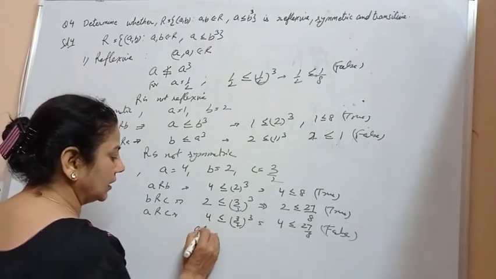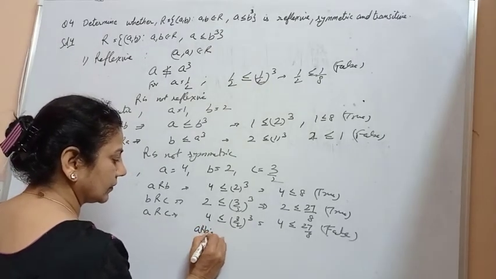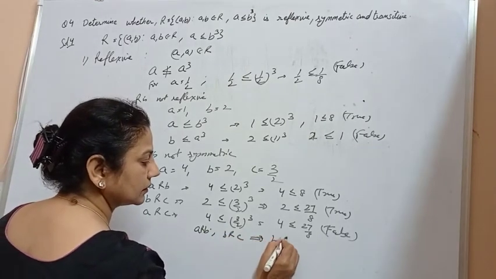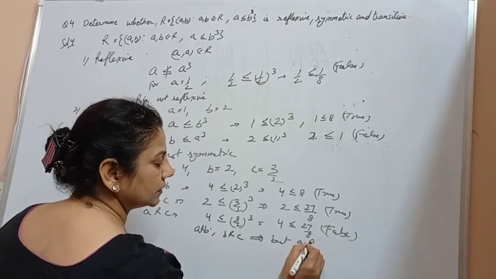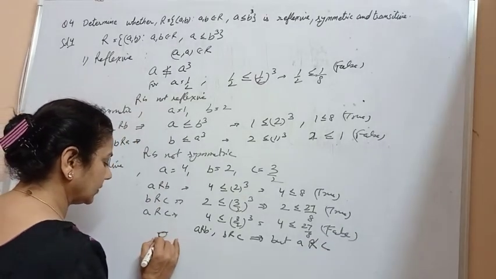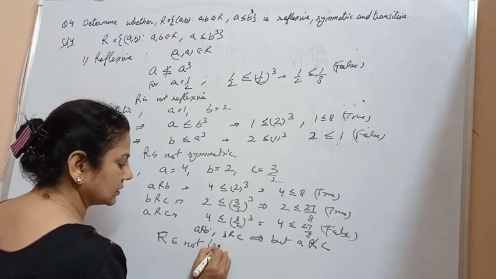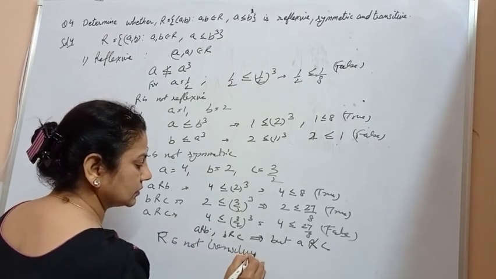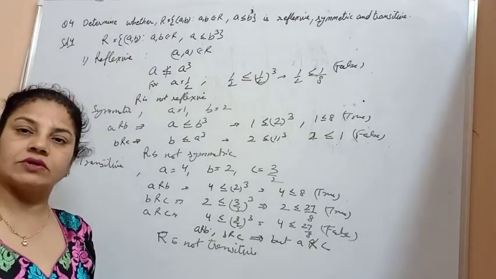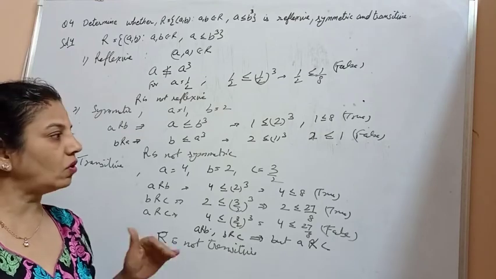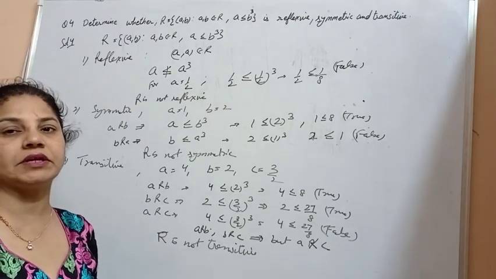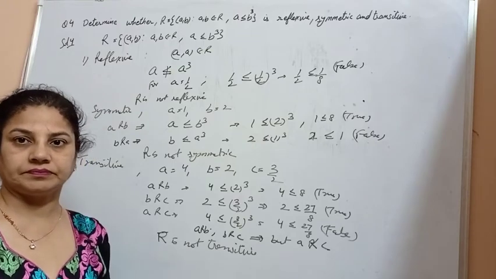So A is related to B, B is related to C, but A is not related to C. So R is not transitive. So we can say that this relation is neither reflexive nor symmetric nor transitive. All three properties are not satisfied by the given relation. It is not reflexive, not symmetric, not even transitive.